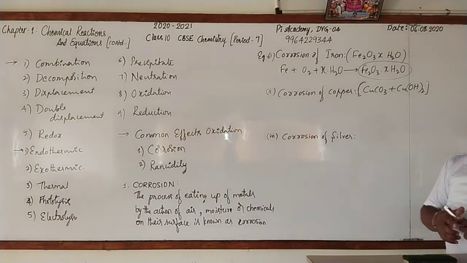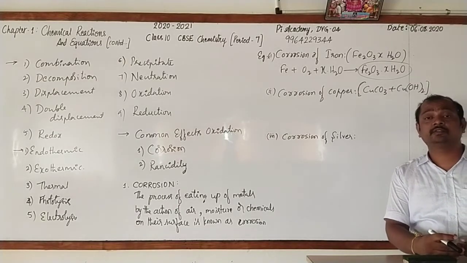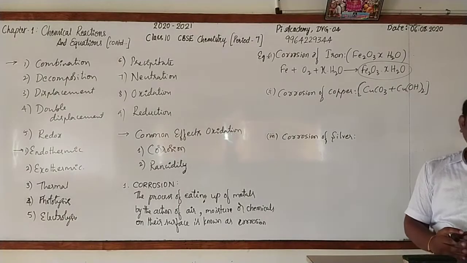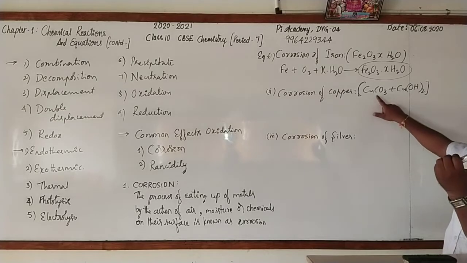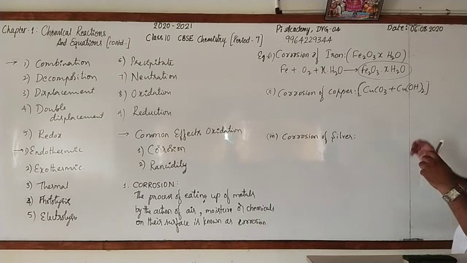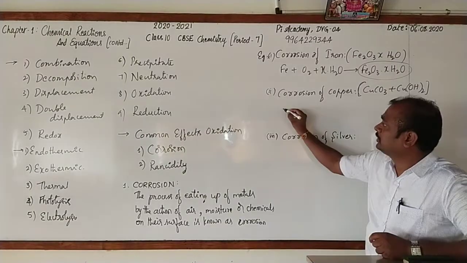Next, similarly, the second one, corrosion of copper. When you take copper metal which has been unused for a longer time, you can observe a green coating. It is the combination of copper carbonate and copper hydroxide. Then how is it formed? Let me tell you that.